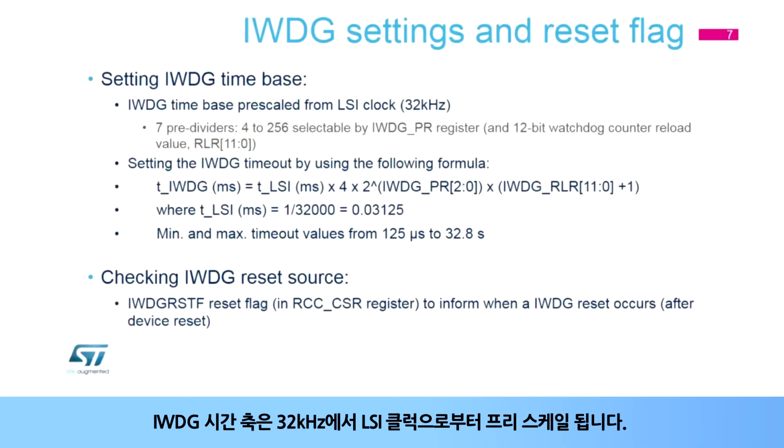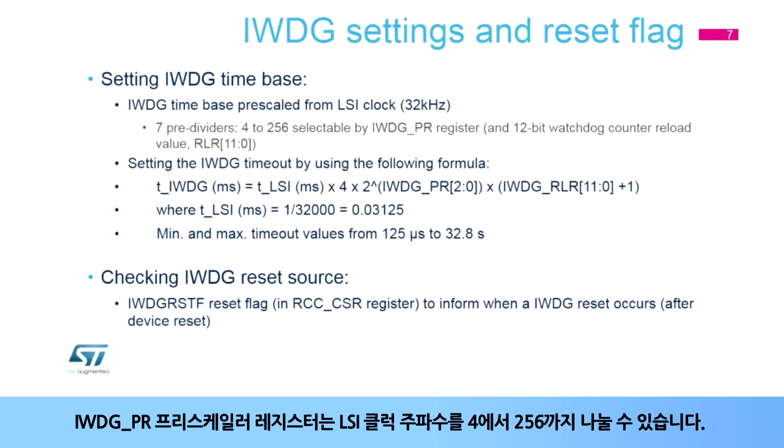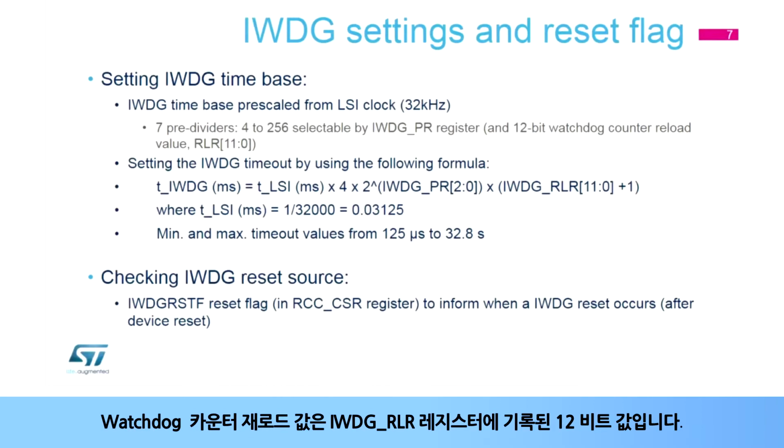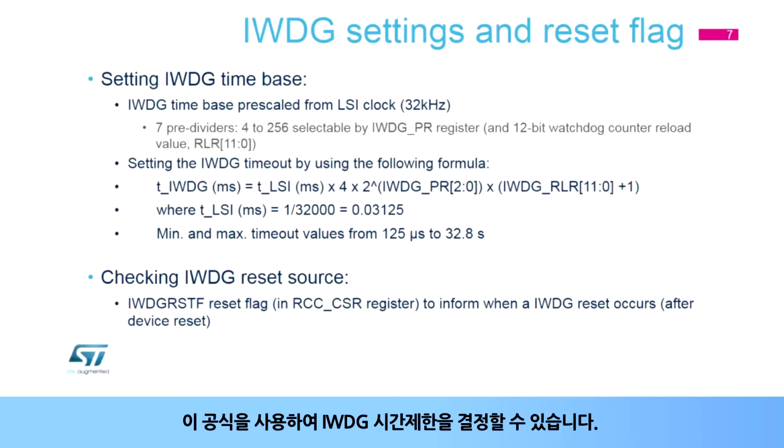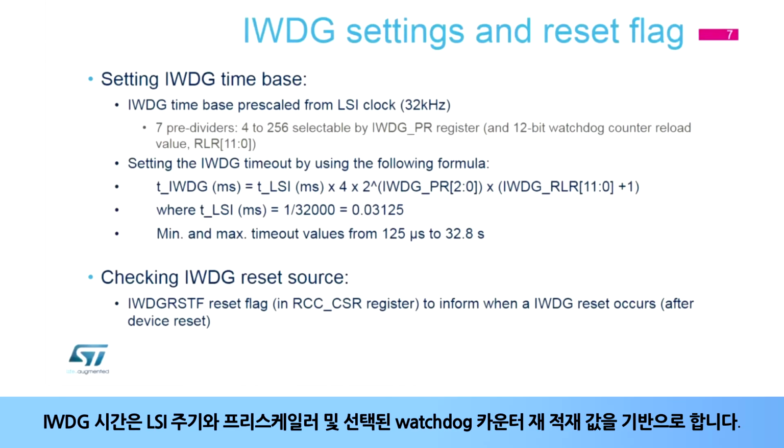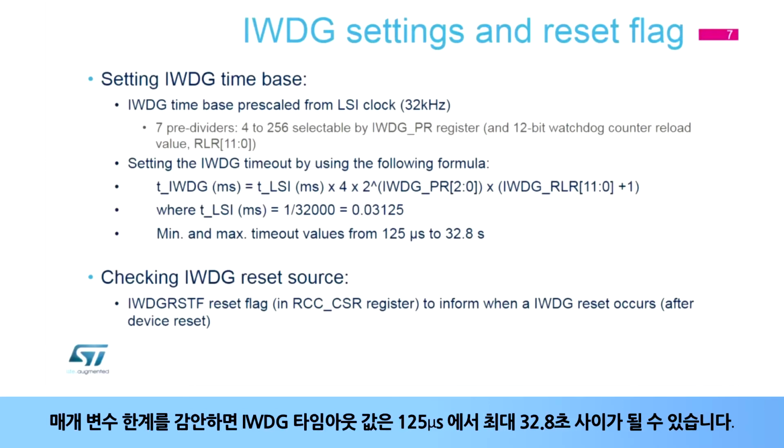The IWDG time base is prescaled from the LSI clock at 32 kHz. The IWDG PR prescaler register can divide the LSI clock frequency by 4 up to 256. The watchdog counter reload value is a 12-bit value written in the IWDG RLR register. A formula can be used to determine the IWDG timeout. The IWDG time is based on the LSI period and its prescaler, as well as the selected watchdog counter reload value. Given the parameter limits, the IWDG timeout value can be between 125 microseconds up to 32.8 seconds.